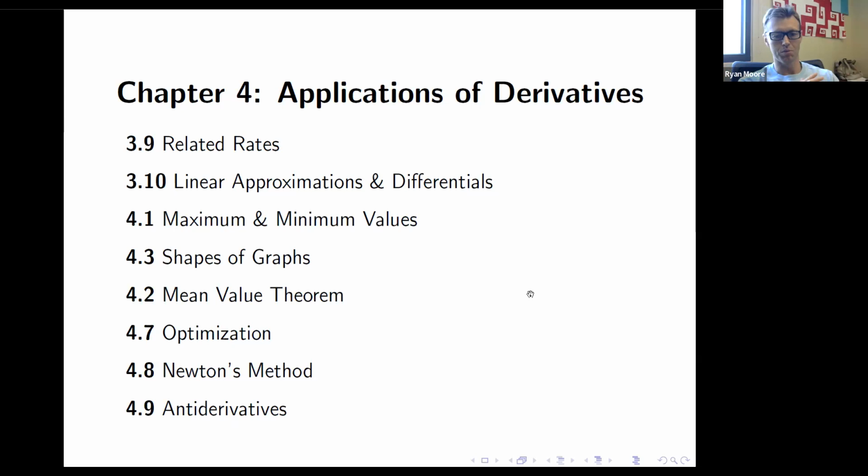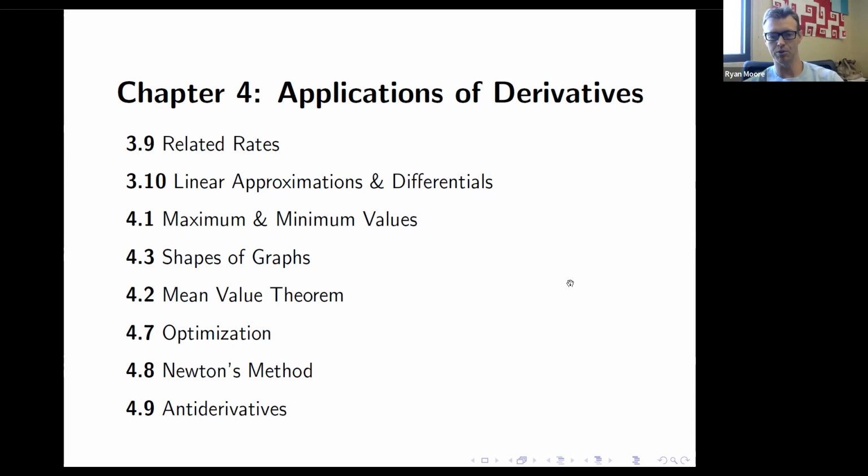Hi, everybody. Let's jump into our next section. We're going to be talking about 4.1, maximum and minimum values. Turns out 4.1 and 4.3 go together, but okay, what's 4.1 all about?